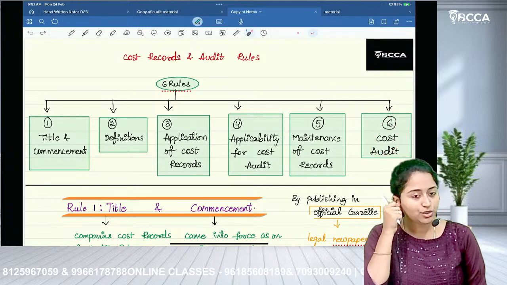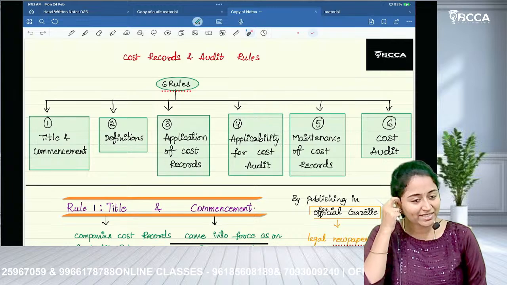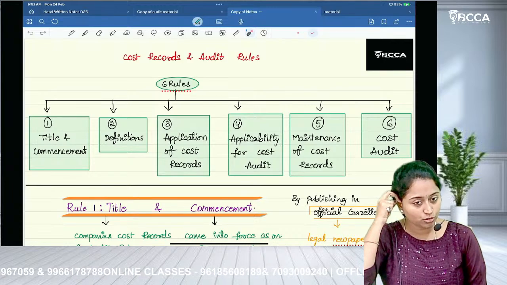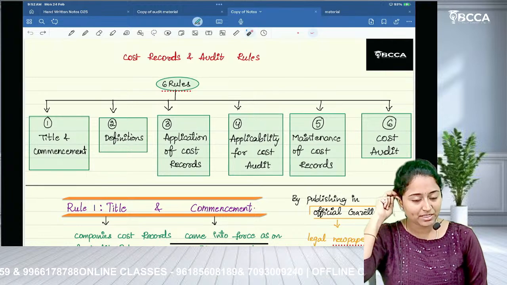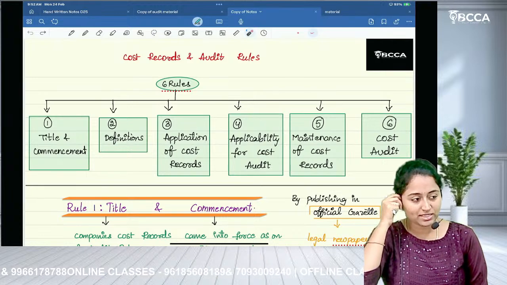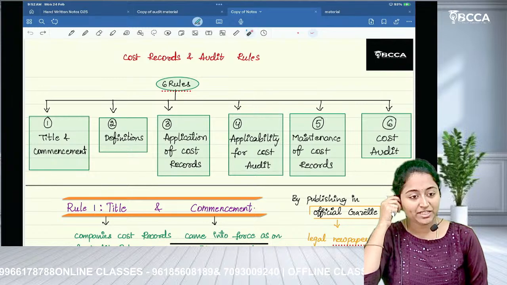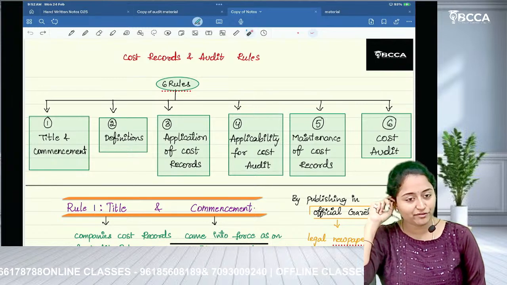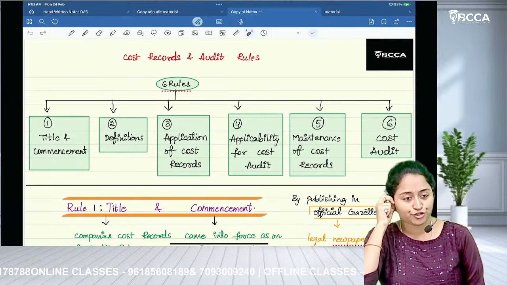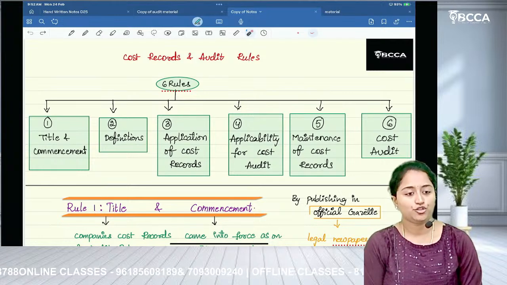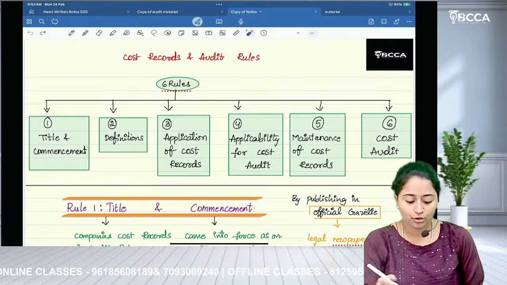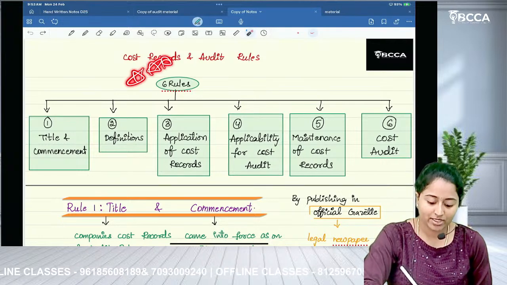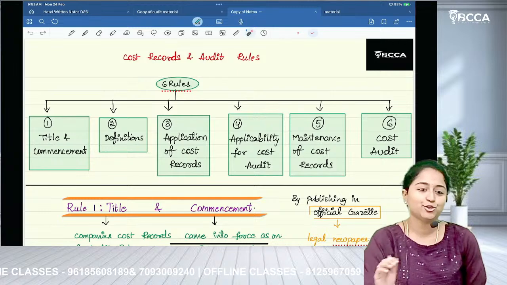Okay. Now, what is Rule 1? Title and commencement. Rule number 2, definitions. Rule 3, applicability of cost records. Rule 4, applicability of cost audit. Rule 5, maintenance of cost records, and Rule 6 is cost audit. Okay, these are the 6 rules which are very important. You can put as many stars as you want.